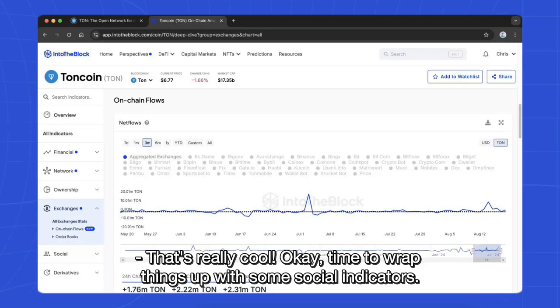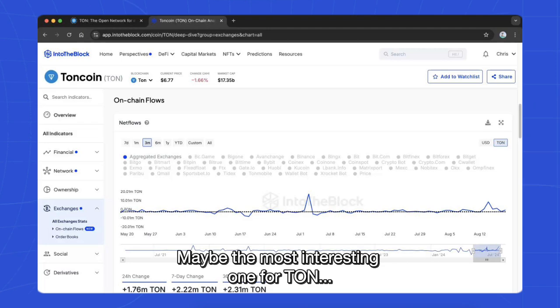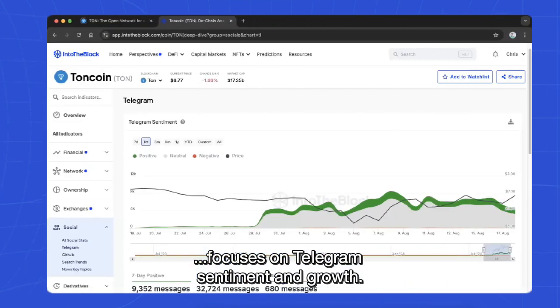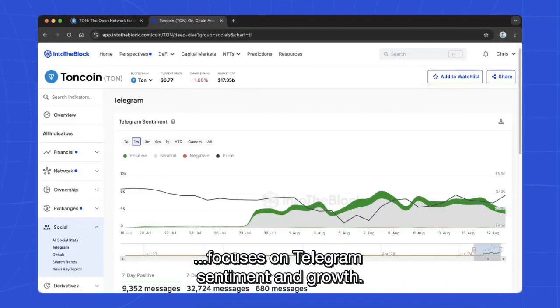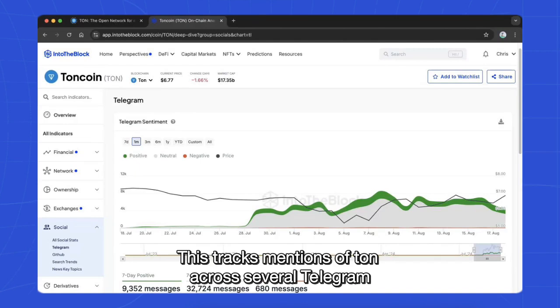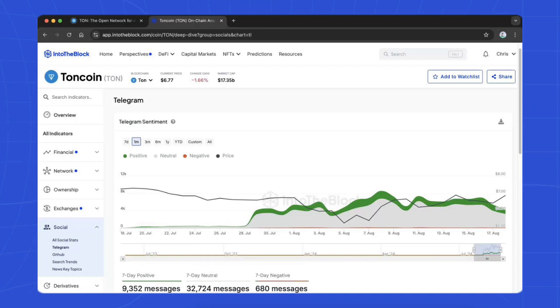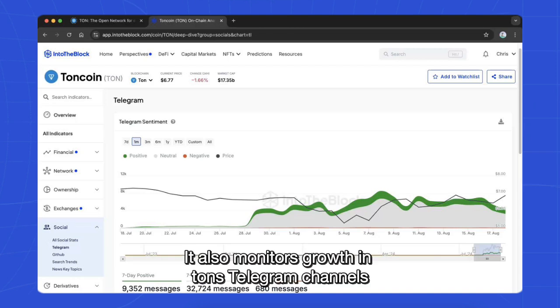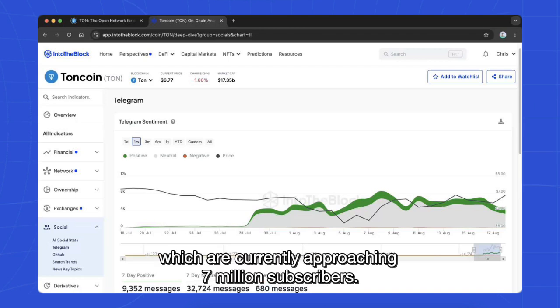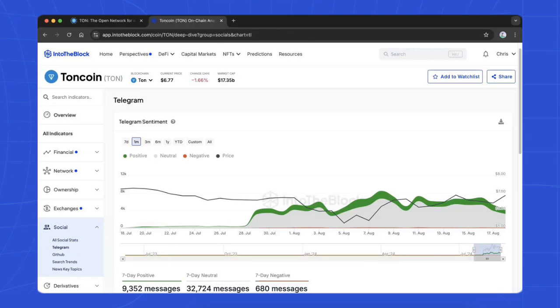That's really cool. Okay, time to wrap things up with some social indicators. Maybe the most interesting one for TON focuses on Telegram sentiment and growth. This tracks mentions of TON across several Telegram channels and analyzes sentiment around the asset. It also monitors growth in TON's Telegram channels, which are currently approaching 7 million subscribers.